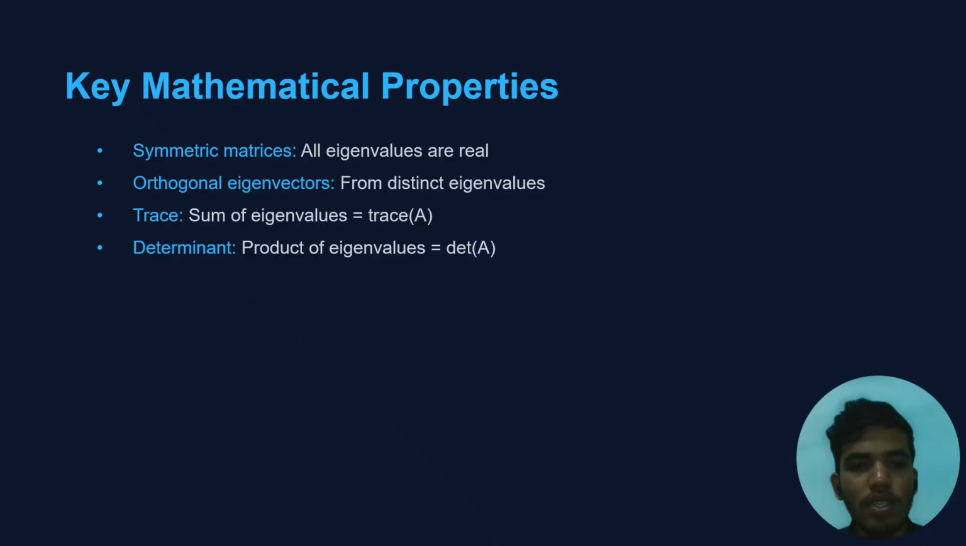Key mathematical properties: for symmetric matrices, all eigenvalues are real. Eigenvectors from distinct eigenvalues are orthogonal. Orthogonal means 90 degrees. The sum of eigenvalues equals the trace of the matrix. The product of eigenvalues equals the determinant. So we have a lot of uses of eigenvalues and eigenvectors. We have implemented them in our technology too.